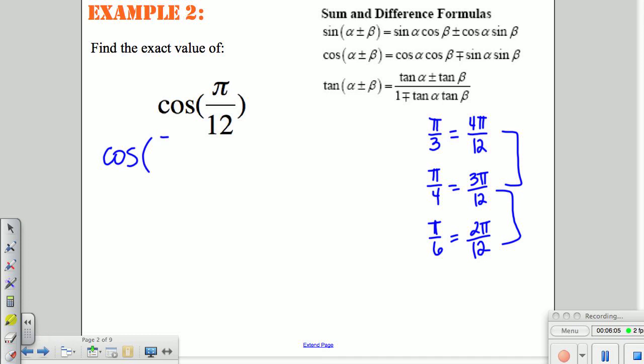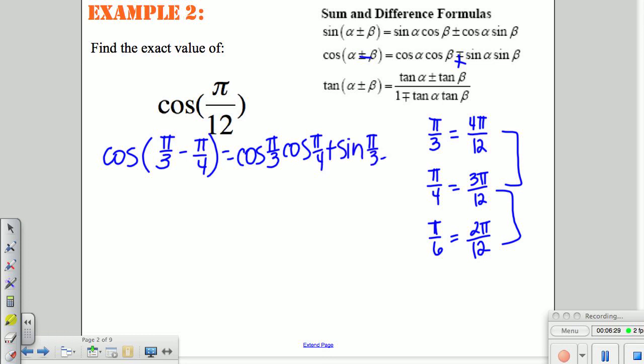Let's go ahead and use pi over 3 minus pi over 4. Now, this time we have cosine difference, so we're going to use the plus in between our two. And let's just rewrite this as the cosine of pi over 3 times the cosine of pi over 4 plus the sine of pi over 3 times the sine of pi over 4.